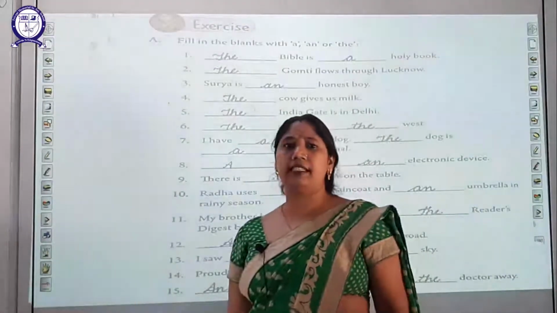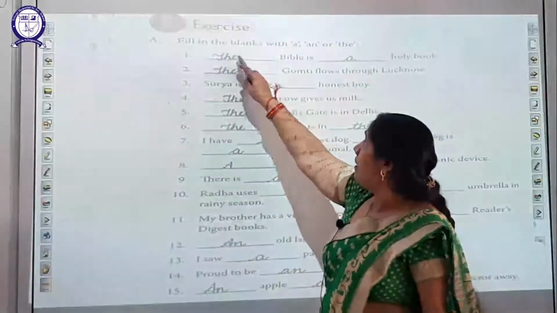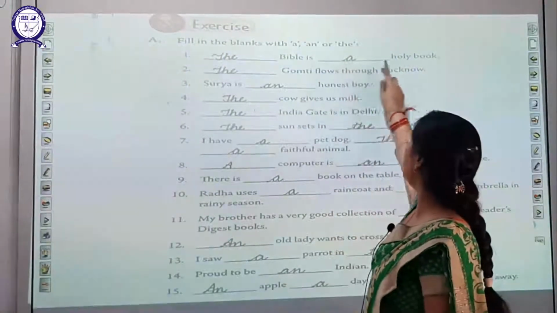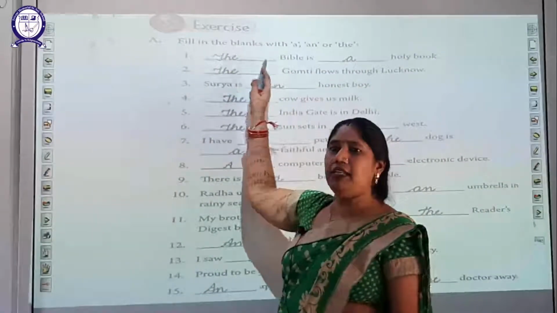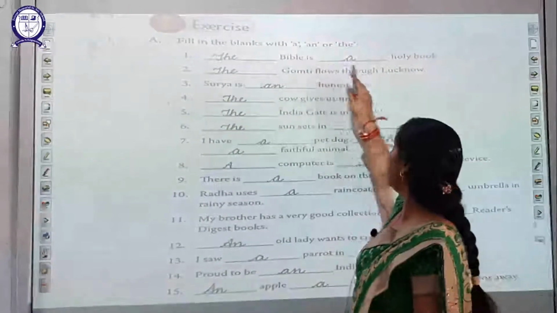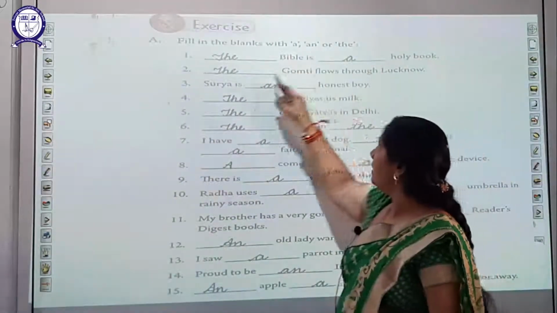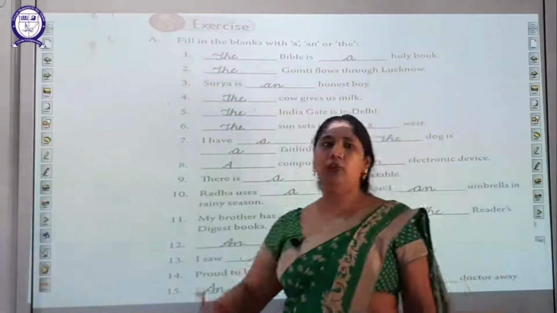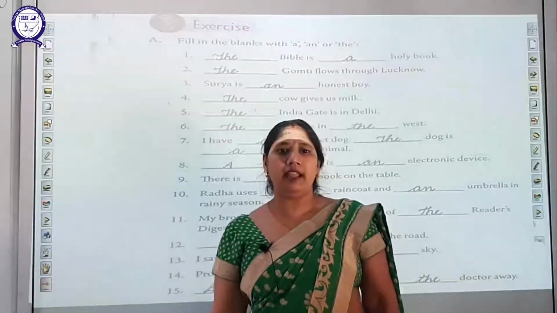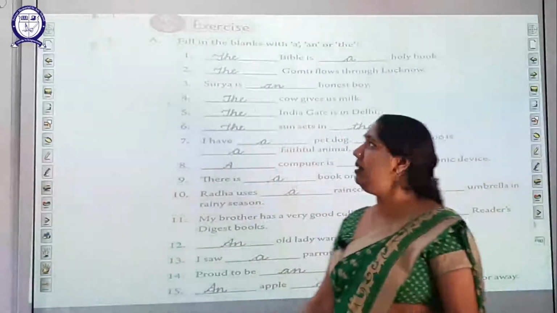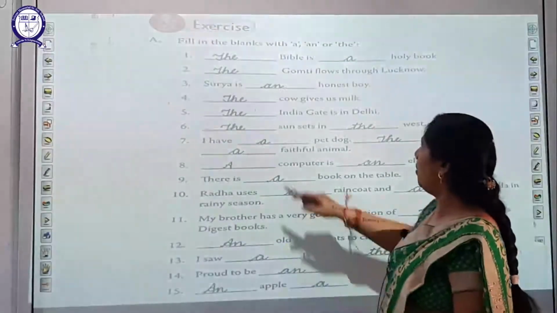Let's do some exercise. Fill in the blanks with a, an or the. Dash Bible is a dash holy book. So Bible is a name of a particular holy book. So the Bible is a holy book. Dash Gomti flows through Lucknow. So Gomti is a particular river name. So the Gomti flows through Lucknow.